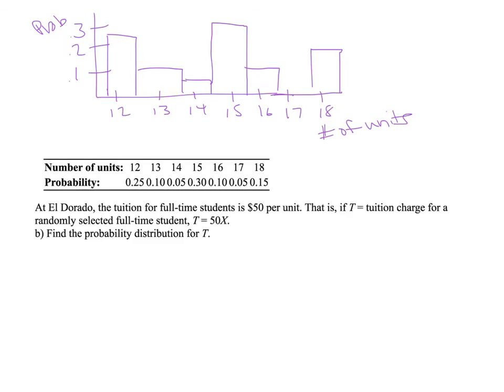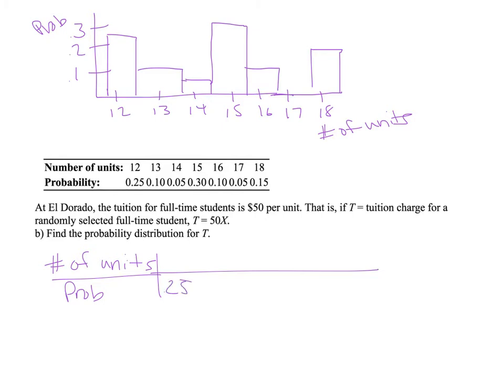So now we're going to do part B. What they tell us for Part B is that the tuition for full-time students is $50 per unit. We're going to start by finding the probability distribution for the tuition, and we're calling the tuition charge T. Actually, the probability distribution for this, believe it or not, is really easy compared to some of the things that we have to do.